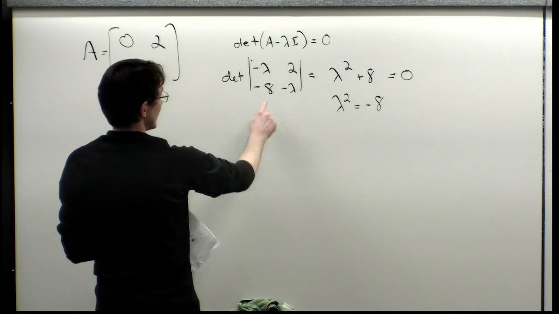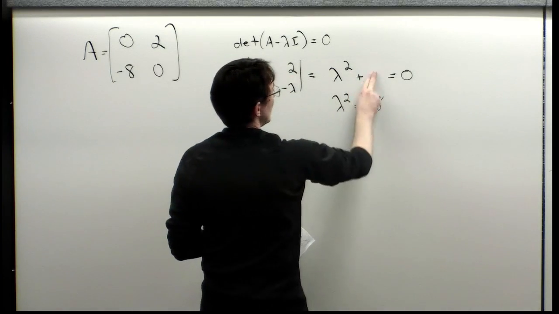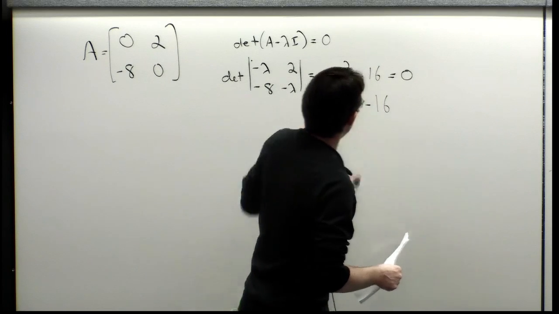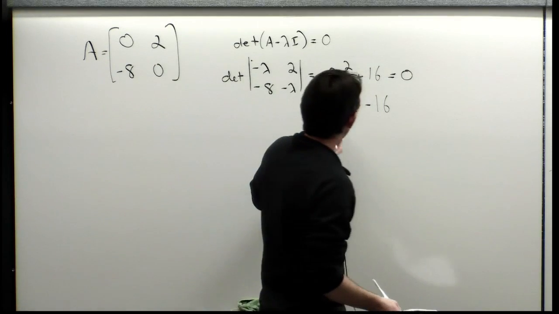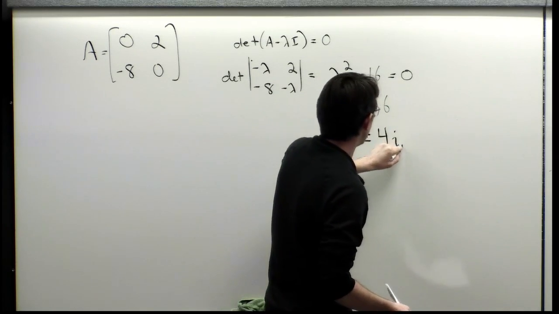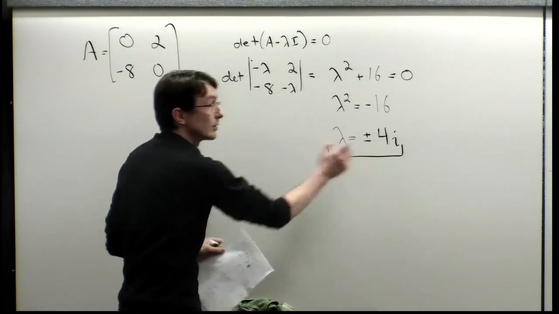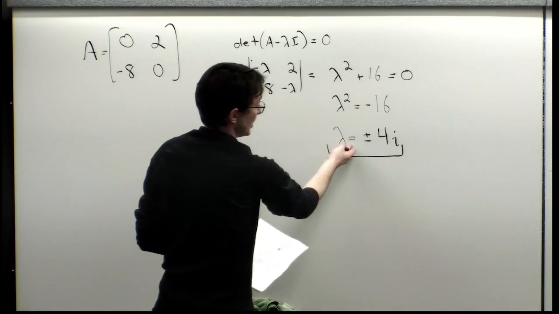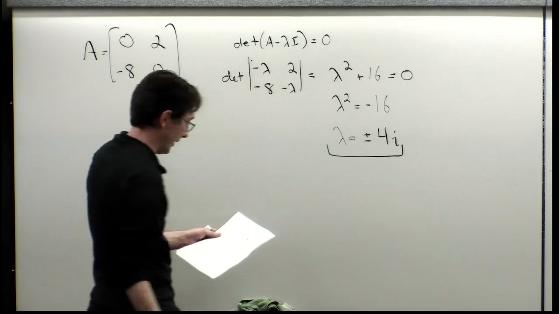I think I did something wrong. This is minus 8 times 2. So my determinant's plus 16. Okay, and lambda equals plus or minus 4i. Okay, so I can certainly have complex eigenvalues. In this case, lambda equals plus or minus 4i.